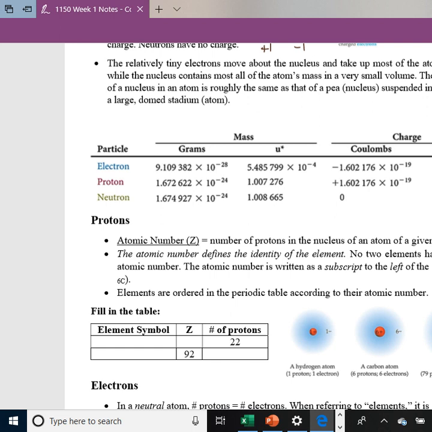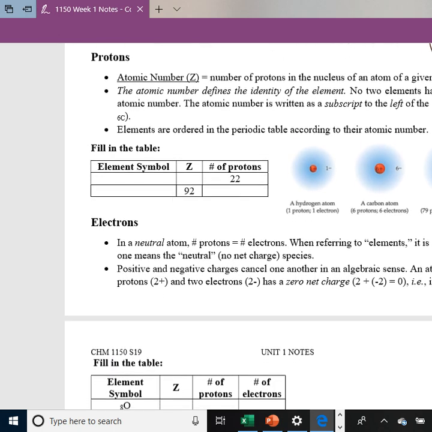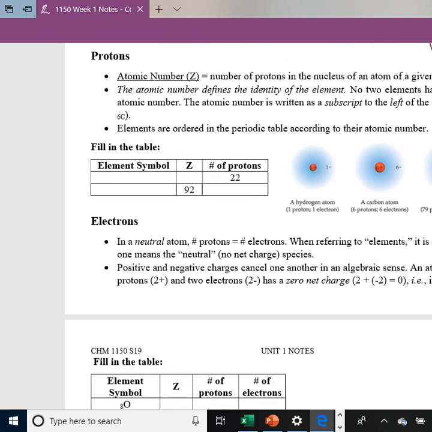And when it comes to charge, we're mostly just going to worry about the +1 and the -1 charge. The actual charge is given there in coulombs, though, if you would like to know. And the neutrons have no charge, so we say that they have a charge of 0. So we can describe each of these subatomic particles in a little more detail.